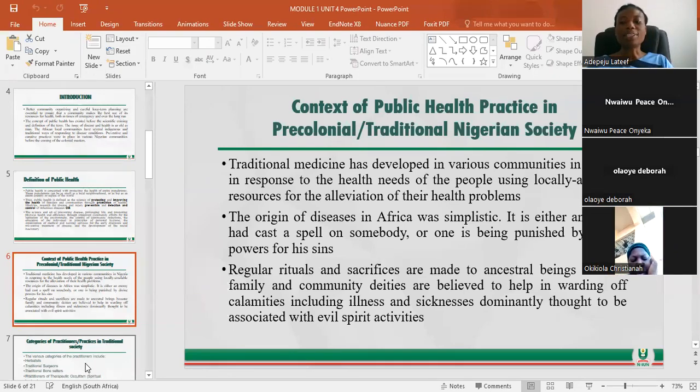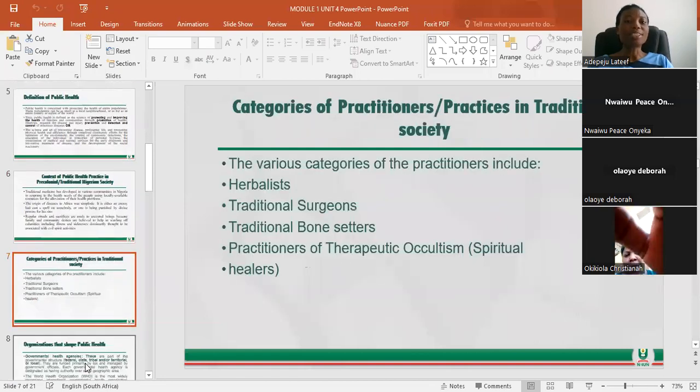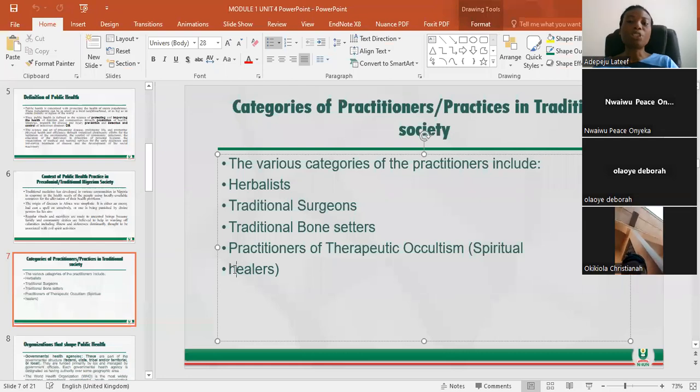So we have categories of traditional practices, and there are 5. So what are these? What are these 5 classes or categories of traditional practices that we have?